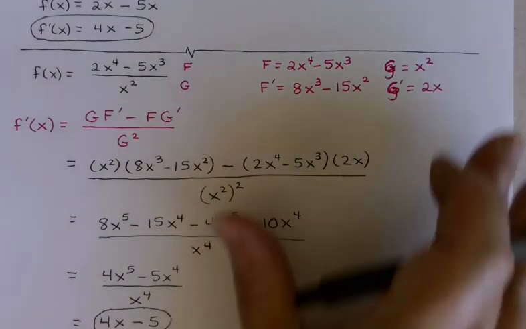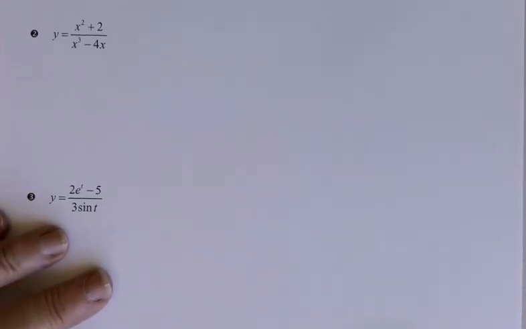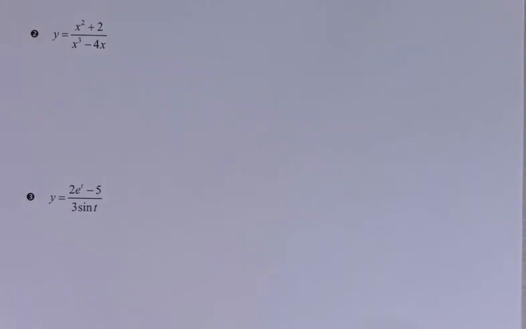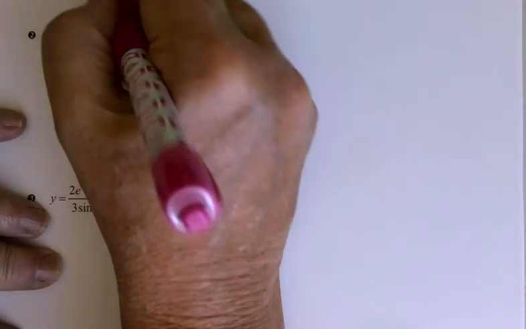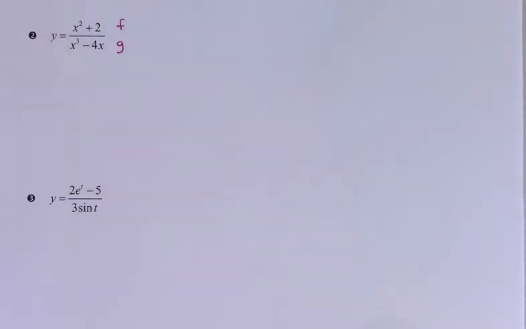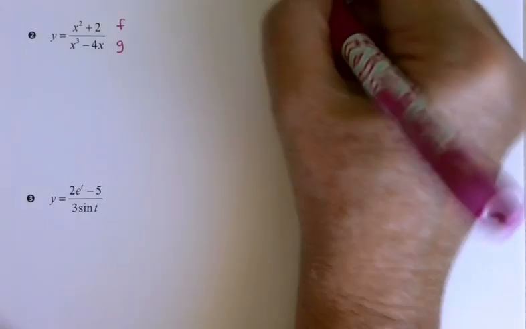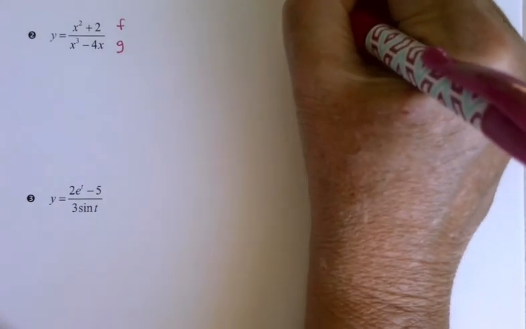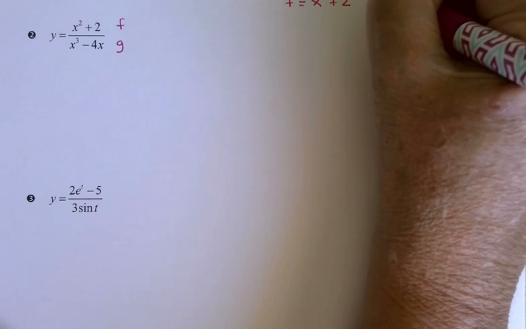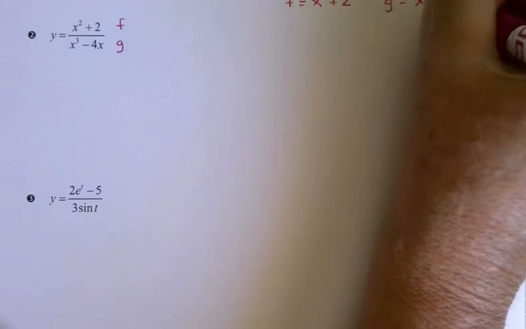So on the next page, we've got a few problems where we really don't have a choice. In number 2, although I guess I could do long division, that's not something I probably want to really get into. It makes kind of a mess. So it's not as simple as just dividing by one term. I'm really kind of more stuck with the quotient rule here. So f is the top and g is the bottom. F is x squared plus 2, and g is x cubed minus 4x.